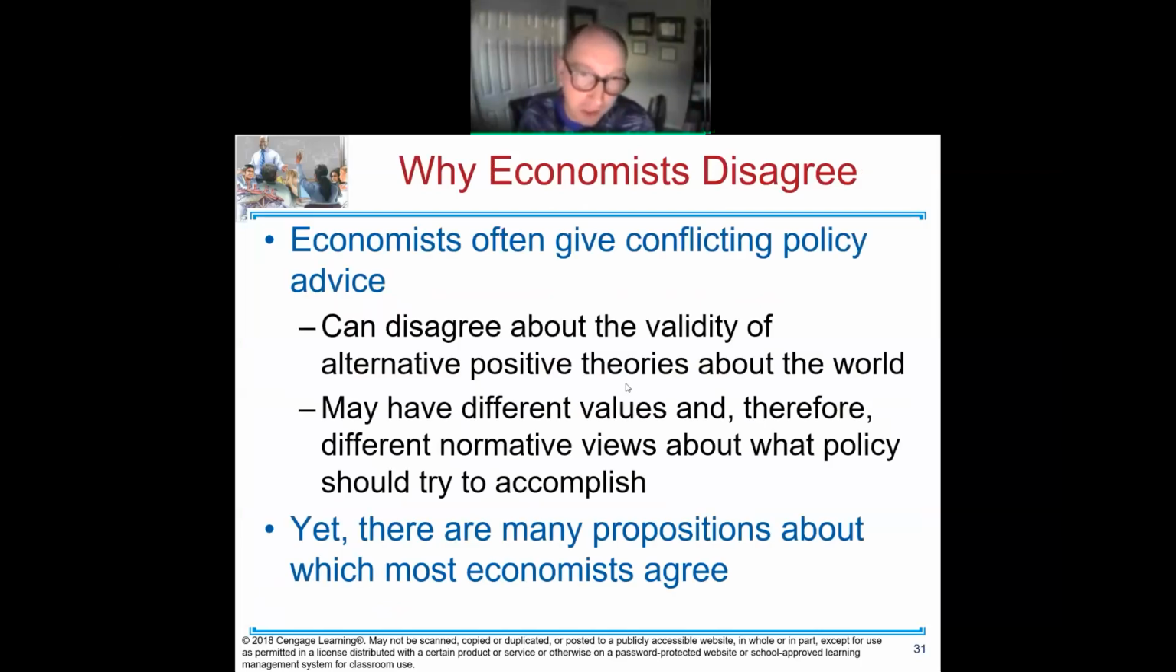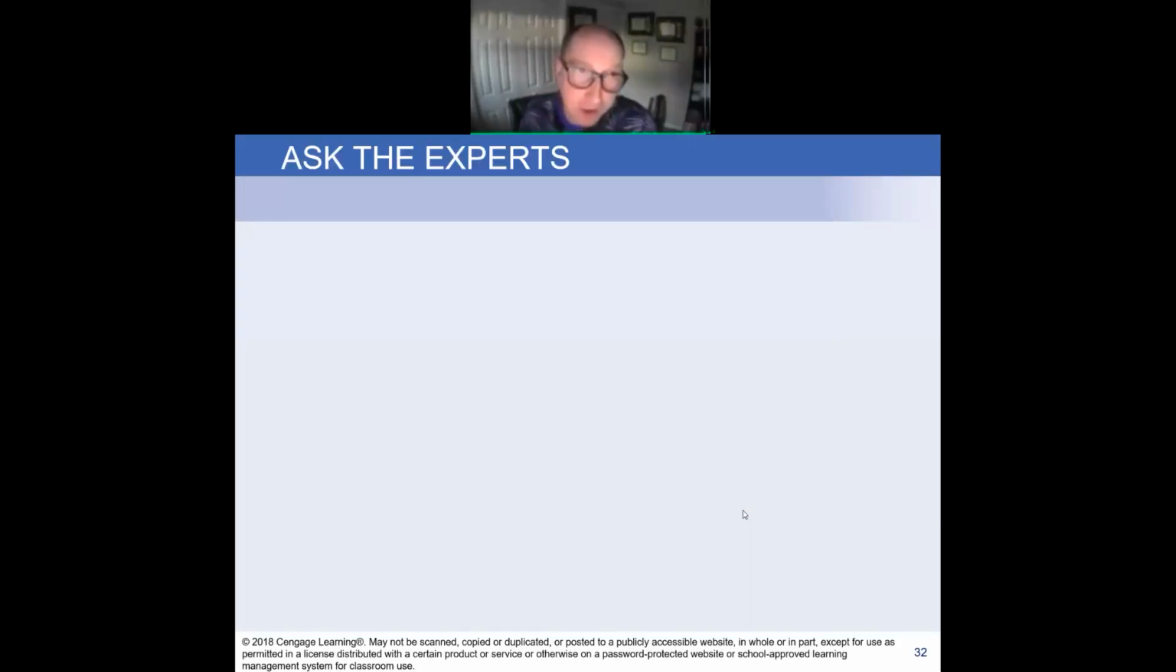Why do economists disagree with each other? Well, there are different methods of going about things. They have different viewpoints. They have different values. The policies are typically different when people have different values. It's normal for people to disagree with each other.